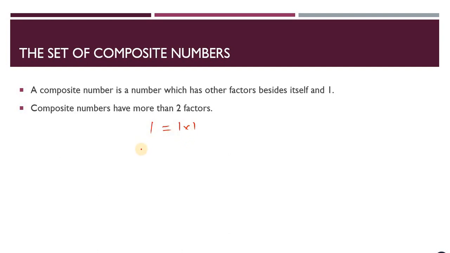Composite numbers, though, have more than 2 factors. So let's take 4, for instance. We can get 4 by multiplying 1 times 4, as well as 2 times 2. So notice we have the factors 1, 2, and 4 as factors of 4. So since we have more than 2 distinct factors, then we will say that 4 is a composite number. 9, we have 1 times 9 as well as 3 times 3. So 1, 3, and 9 are factors of 9, making it a composite number since we have 3 distinct factors.